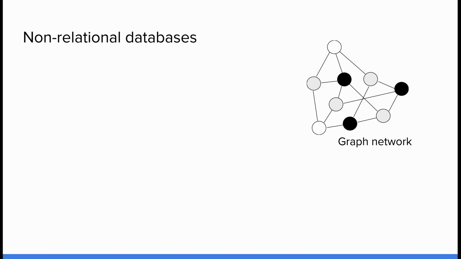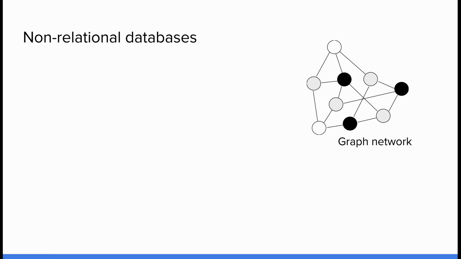All right, now let's start talking about non-relational databases. Let's start by taking a look at a couple of visuals to get an understanding of the different types of data models used in non-relational databases. On the right, we have an example of a data model that would not neatly fit into a fixed schema. It's called a graph network.